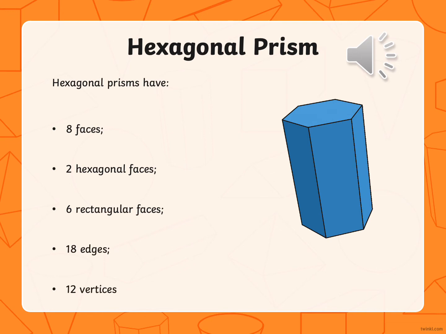Hexagonal prisms. Like the pentagonal prism, it's got rectangles in the middle. The rectangular faces go along the middle. It's got 2 faces either side which are hexagons, 8 faces altogether, 18 edges and 12 vertices. You'll notice that whenever we see a prism, the shapes going in the middle of the 3D shape, if you like, are always rectangles.